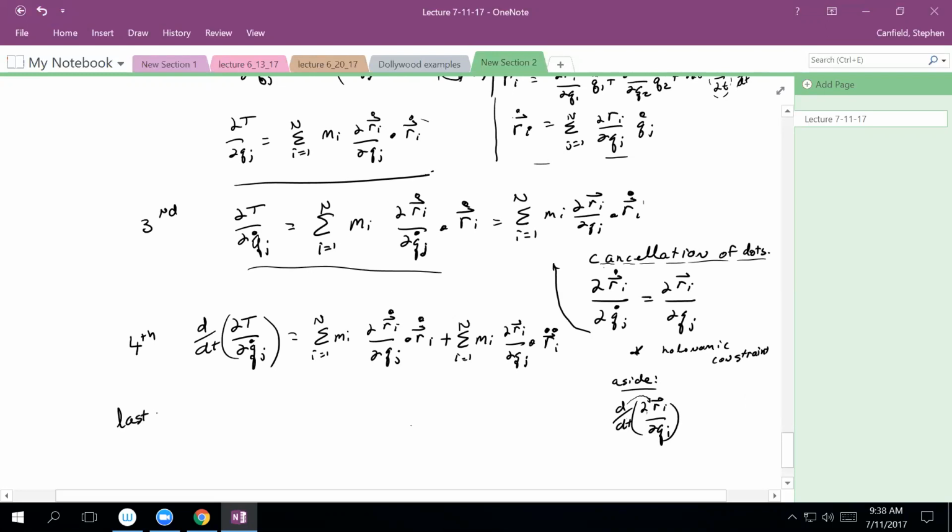All right, last step is to note that this term equals the partial of T with respect to qj. Let's look at this. Up here is the partial of T with respect to qj: the sum for i equal 1 to n of m sub i times the partial of r_i dot with respect to qj, dotted with r_i dot. That's the same. And in Lagrange's equations, we had this term minus the partial of T with respect to qj, so that term cancels out. Then we're left with the second term, m sub i r sub i double dot, dotted with the partial of r sub i with respect to qj. That was the term that came from d'Alembert.